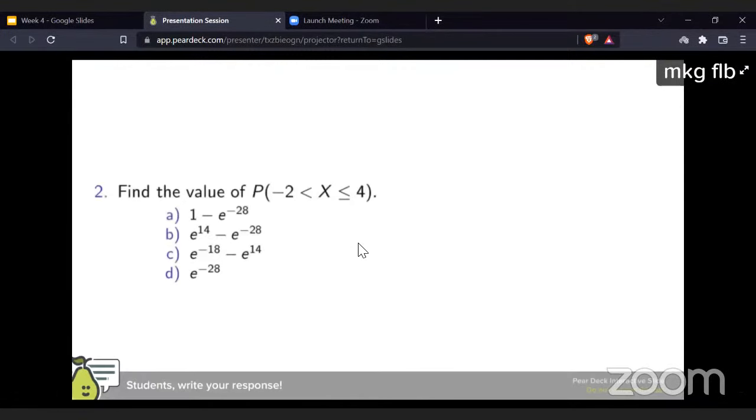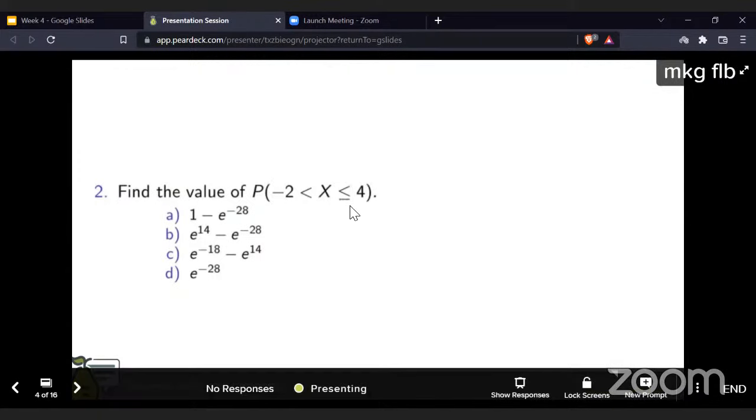The CDF is the same as what we had for the previous problem. Now, in this case, you have to find the value of the probability that x lies between minus 2 and 4. The CDF is the same as what we had previously.